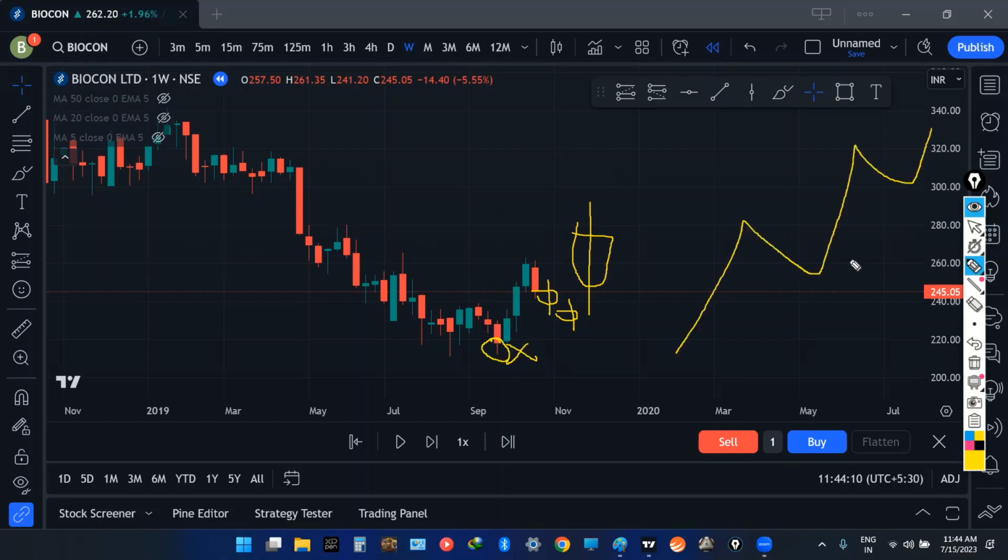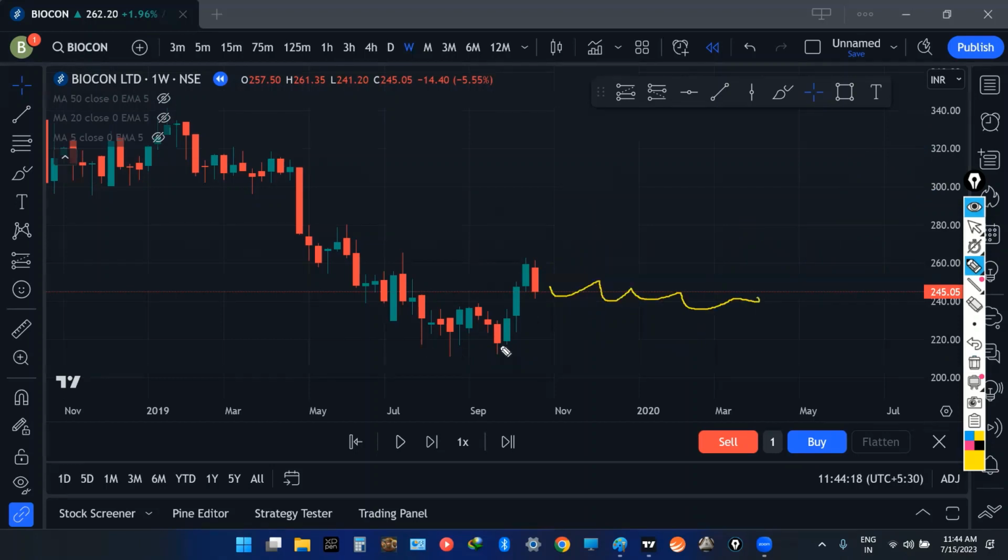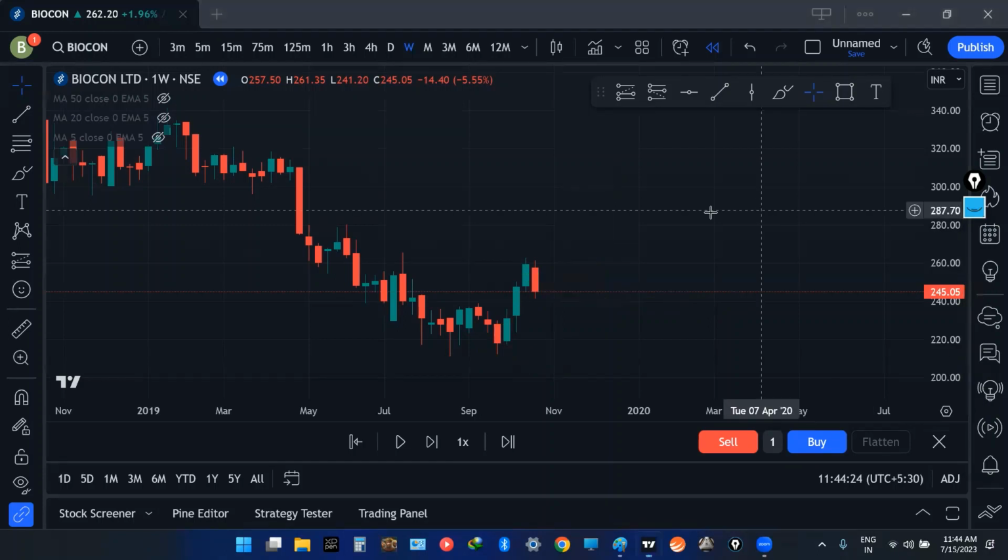because in an uptrend, we know the lower points do not get broken. So be it 1 candle or 50 candles, this point should not get broken. It should move like this. This is how we visualize in our mind. Now we'll see what is happening.